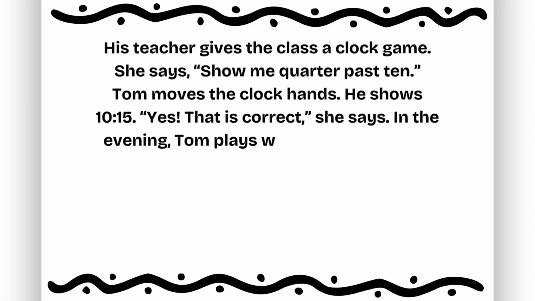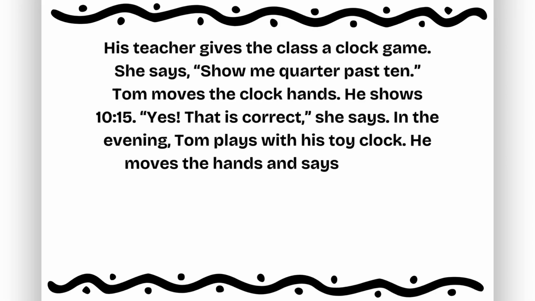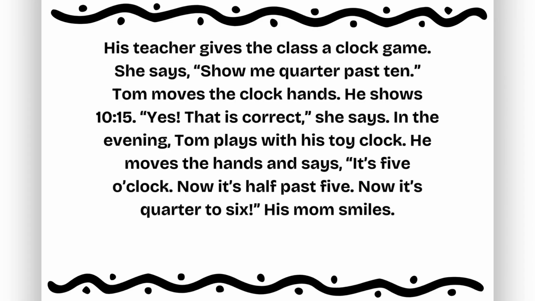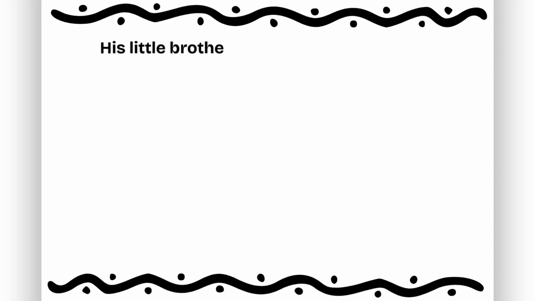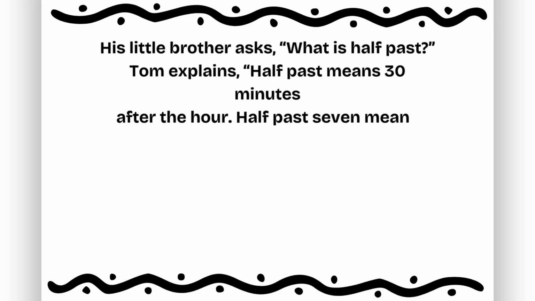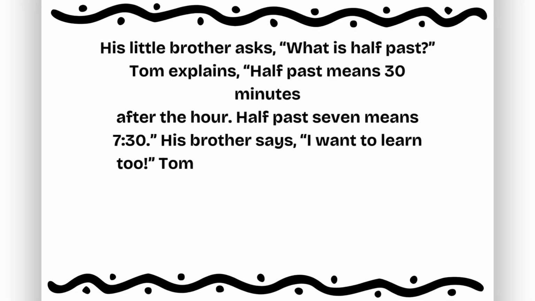In the evening, Tom plays with his toy clock. He moves the hands and says, "It's 5 o'clock. Now it's 5:30. Now it's 5:45." His mom smiles. His little brother asks, "What is 5:30?" Tom explains, "5:30 means 30 minutes after the hour. 7:30 means 7:30." His brother says, "I want to learn too."